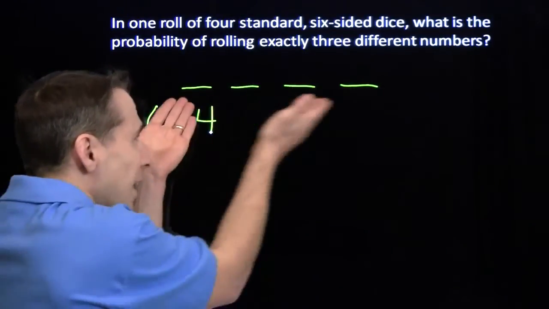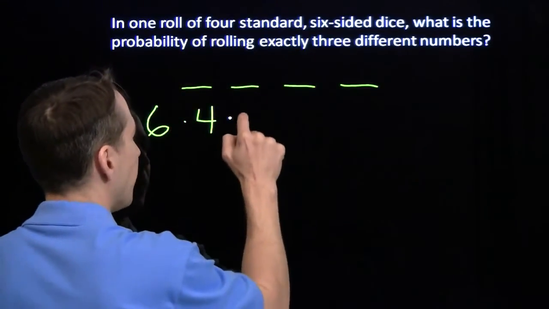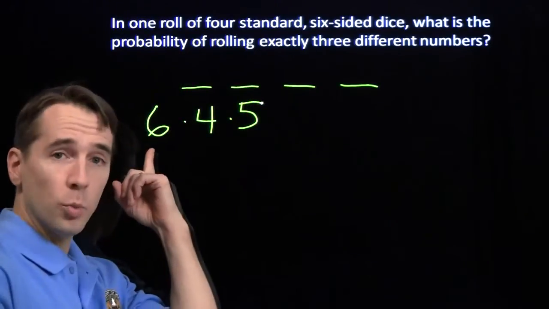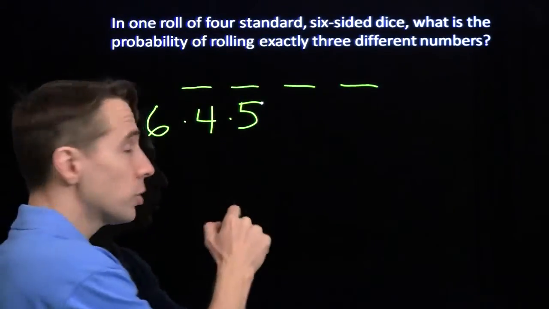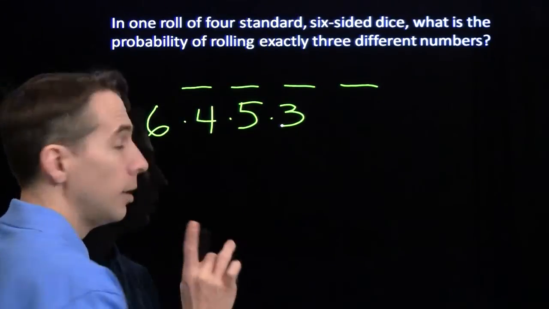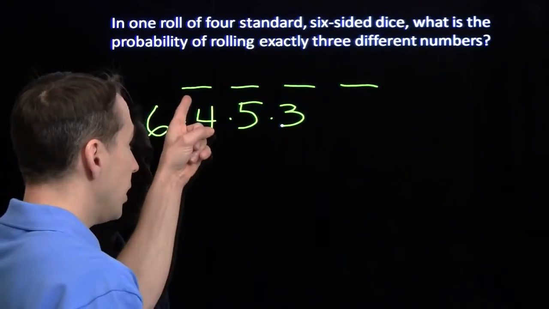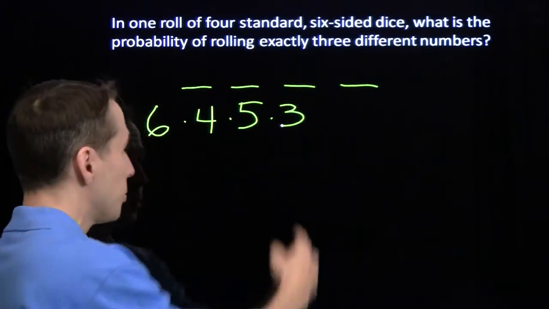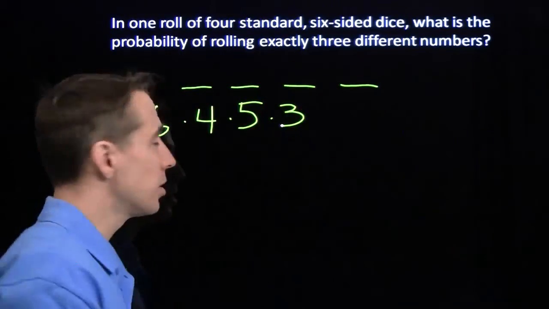Now once I've put that number in, I've got to pick a different number to put somewhere up there. I've got 5 choices left because I've already used 1 number. I have to use a different number now. And I've got 3 slots left because I've already used 1 here. 3 slots left, and I have to be careful about that order thing. If I put the 1 here and then a 2 there, that's the same thing as putting a 2 there and then a 1 there. I end up with the same sequence of rolls.